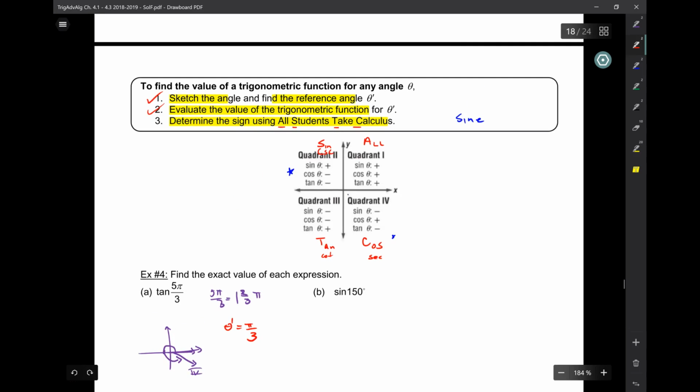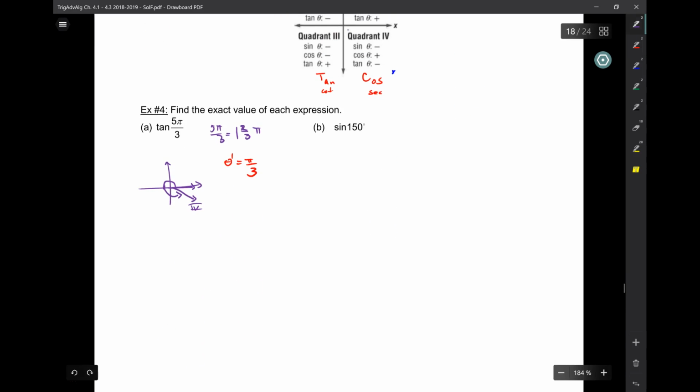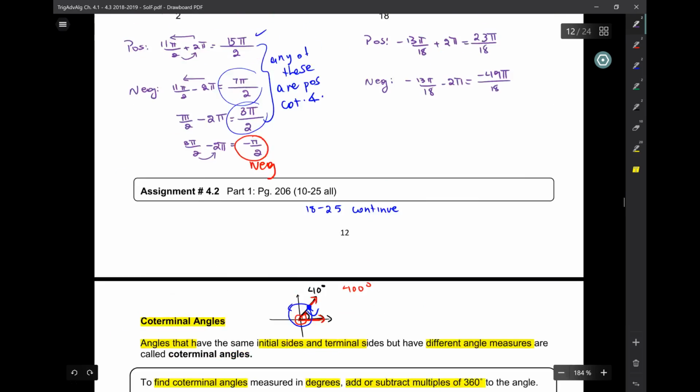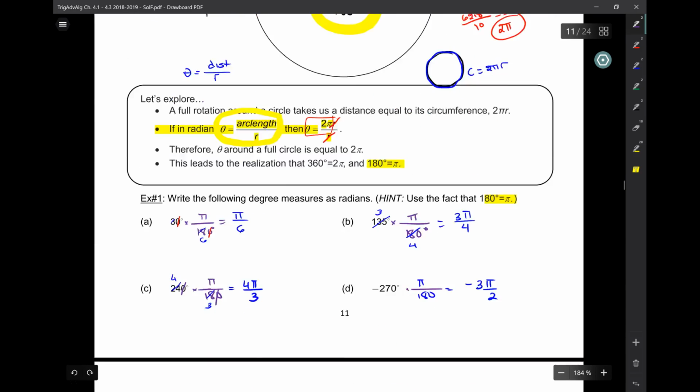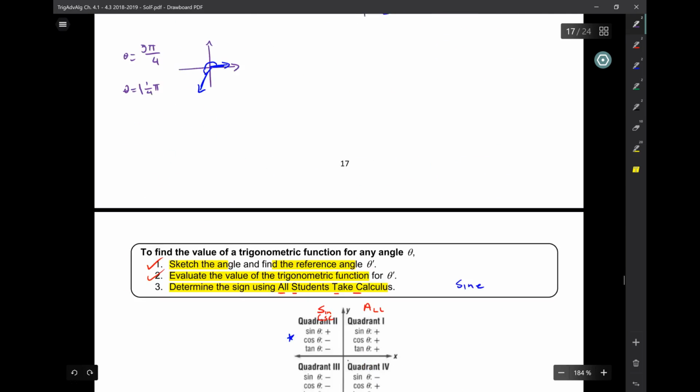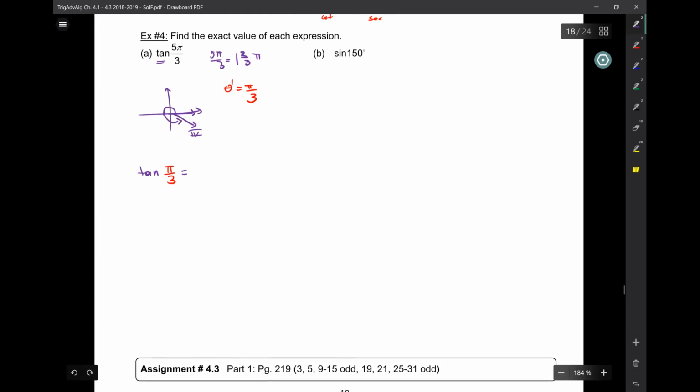Number 2 says evaluate the value of the trig function for theta prime. So what we're going to do is tangent of pi over 3. Okay, remember how we were doing tangent of pi over 3 way back when? We did it a long time ago. So how do we do tangent of pi over 3? What's pi over 3? Is that the 30-degree or the 60-degree angle? Pi over 3 is the bigger angle. It's like the 60-degree angle.